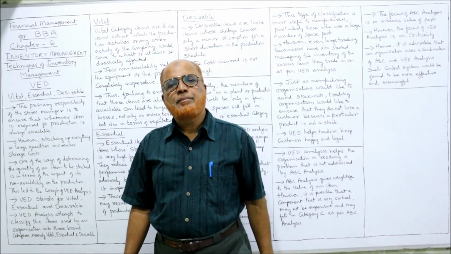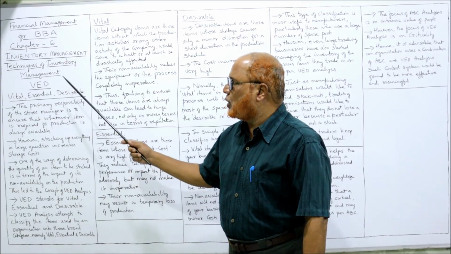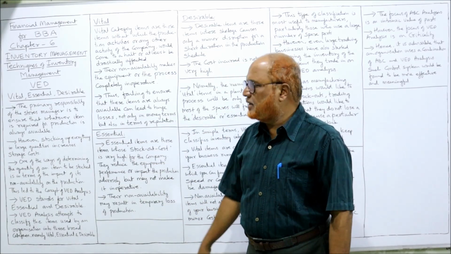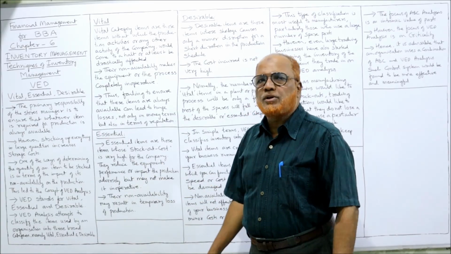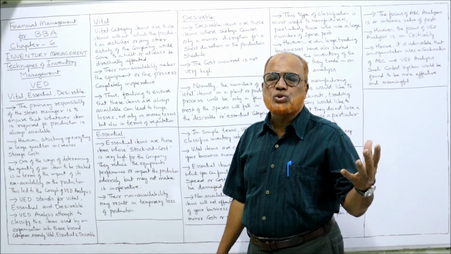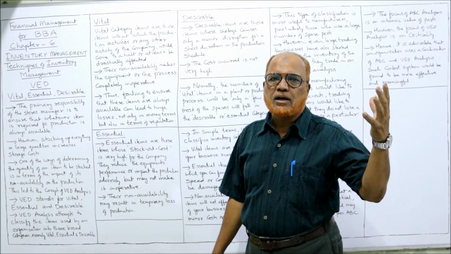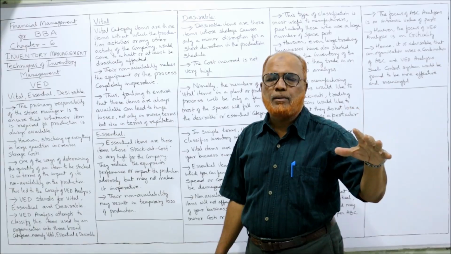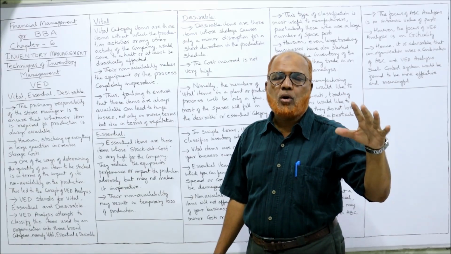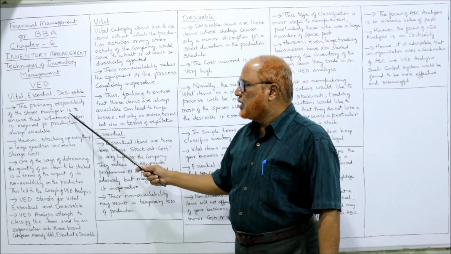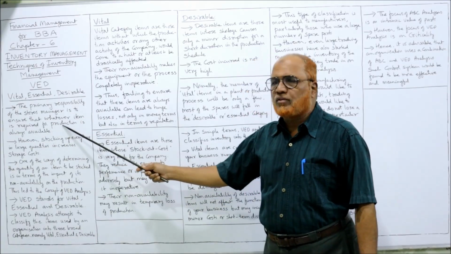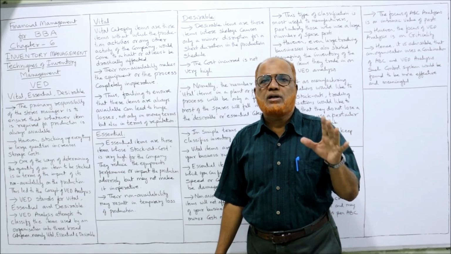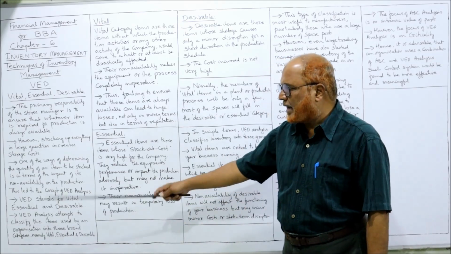So just like ABC analysis, we have the technique called VED analysis: vital, essential and desirable. The primary responsibility of the store's manager is to see that whatever items are required in production should always be available in the stock. That is the primary responsibility of every stores manager.